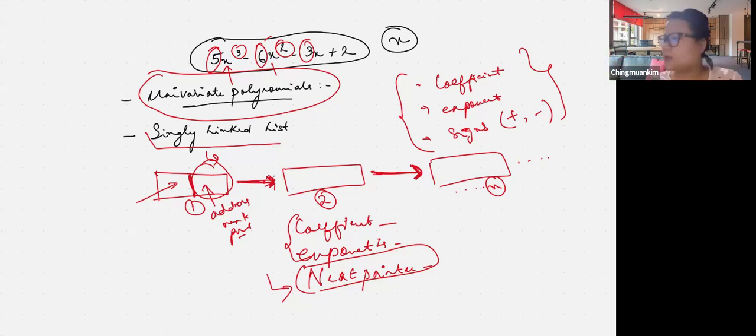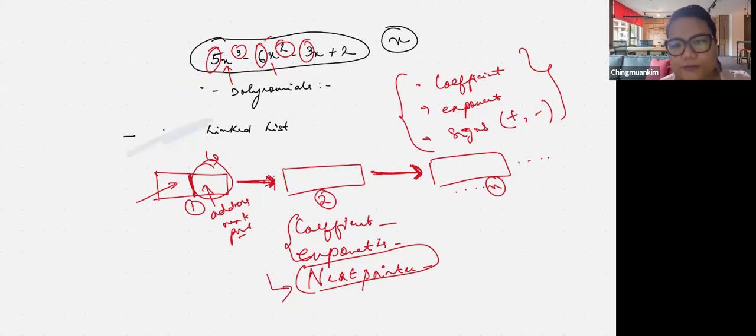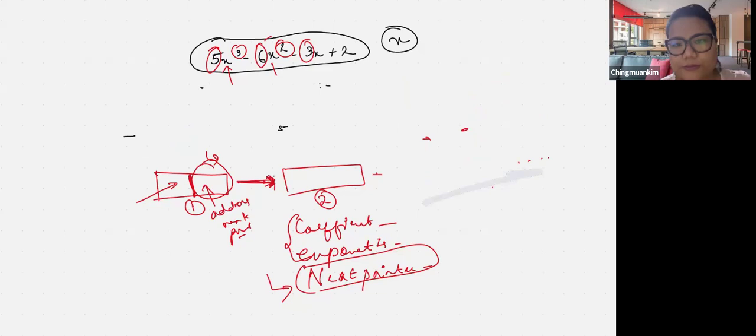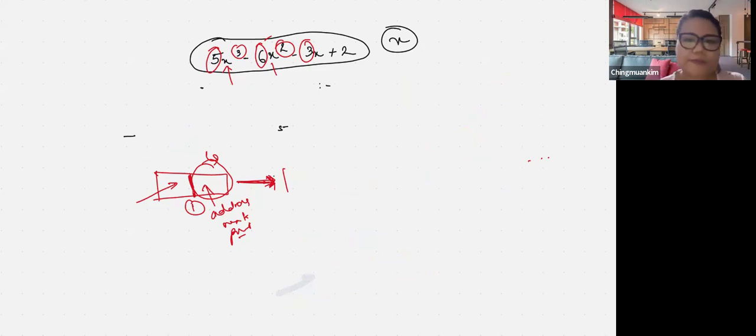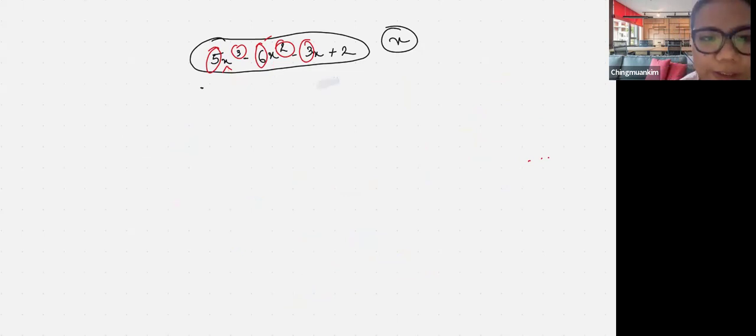Okay, now we have explained what a singly linked list is, and now we have to learn how we can store these univariate polynomials in a singly linked list. All right, so let me erase all of this first. Okay, now storing this in a singly linked list, how will we do that?